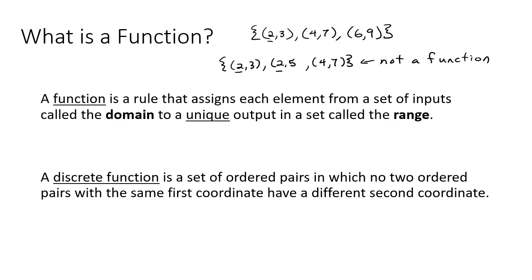Whereas on the other hand, if no first coordinate repeats, then that's fine. 2 has a unique output of 3, 4 has a unique output of 7, 6 has a unique output of 9. So this is a function. Now I'll try to refer to them as first coordinates and second coordinates because we haven't assigned any variables to this yet, but later on we're commonly going to call the inputs x and the outputs y. So if you think of these as a traditional ordered pair (x, y), it's a function if no x value repeats with a different y value.